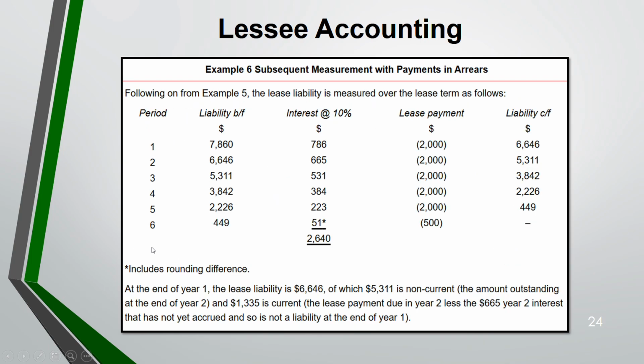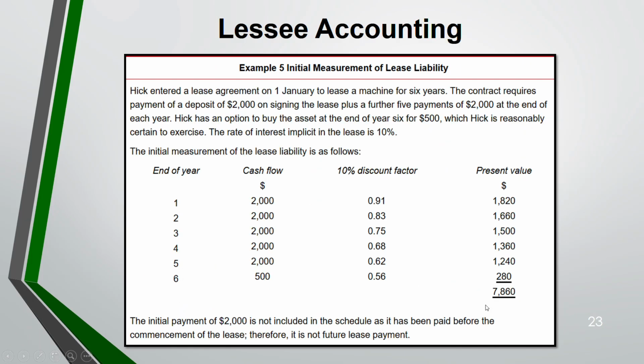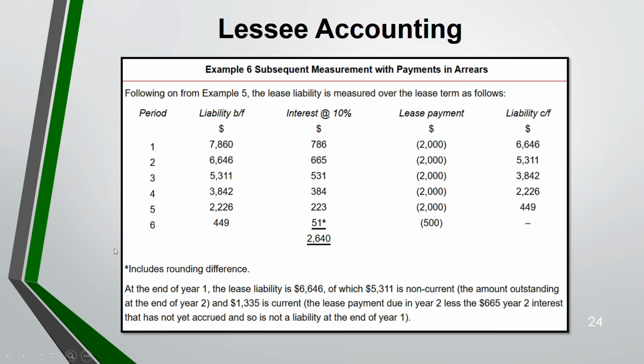Now coming to subsequent measurement, example 6. Here, this is following from your example 5. Same example. So let us go to example 5 previously and check your lease liability, where you stopped. With this you will start your subsequent measurement. Always start with this in your subsequent measurement: 7860. So 7860, you see, you will start here.